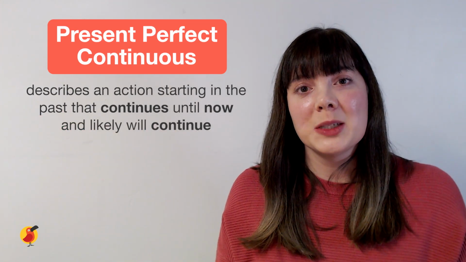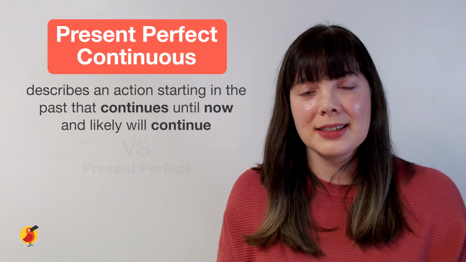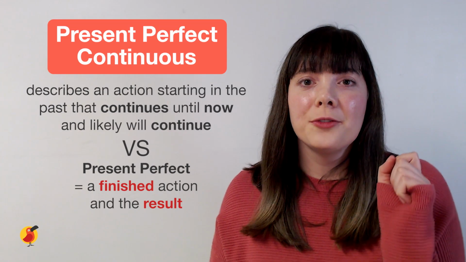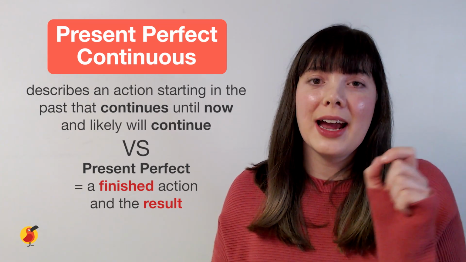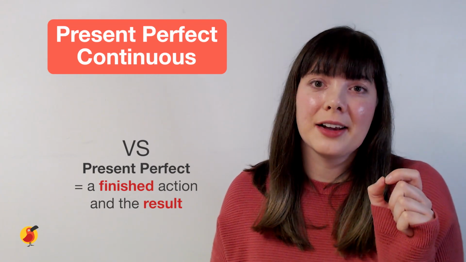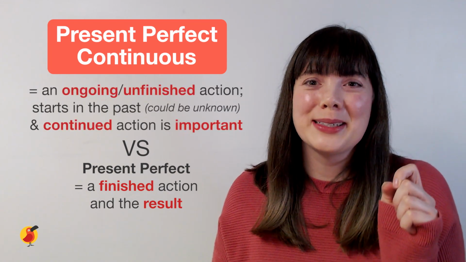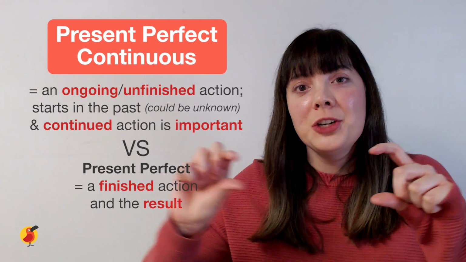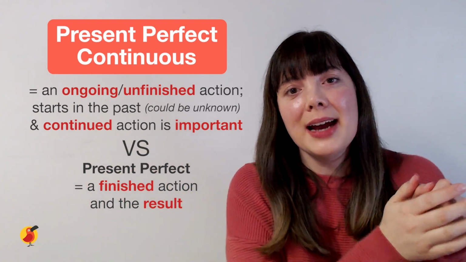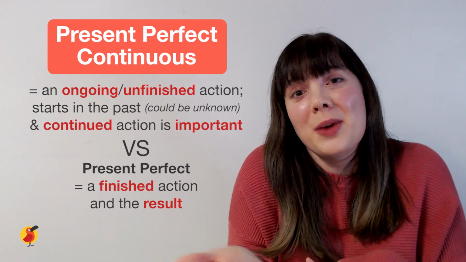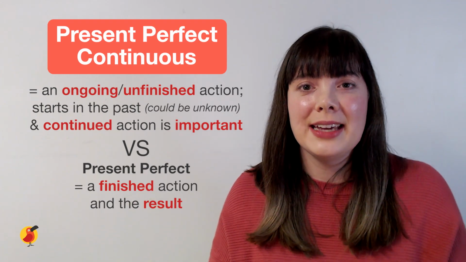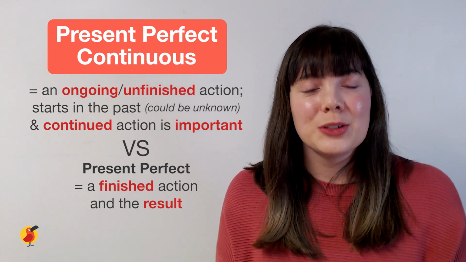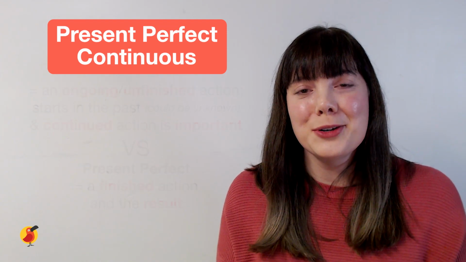That's the main difference between present perfect continuous and present perfect. Present perfect focuses on a finished action and the result of that action, whereas present perfect continuous focuses on a continuing action that started in the past and maybe we don't even know when in the past, but that's okay. The continuing action is the most important. So it's a very useful verb tense to use.